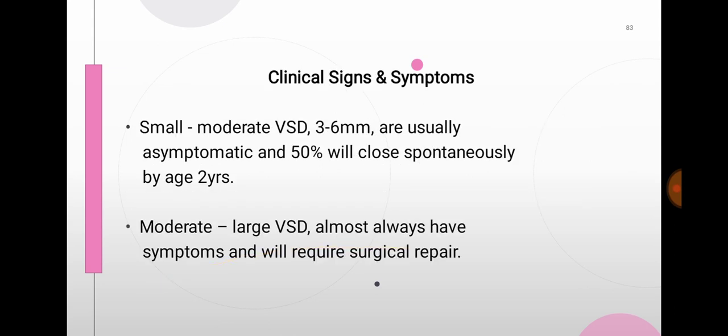So what are the signs and symptoms of your VSD? If there's a small to moderate VSD, with a measurement of 3 to 6 millimeters, they're usually asymptomatic, and 50% would spontaneously close. But for moderate to large VSDs, they have signs and symptoms of congestive heart failure, and they would require surgical repair within the first few months of life.